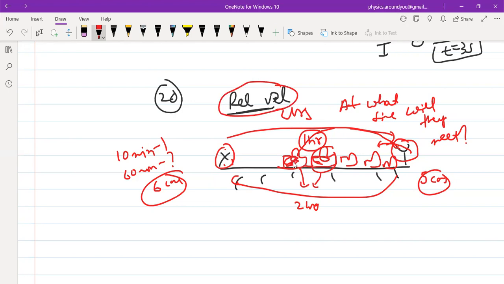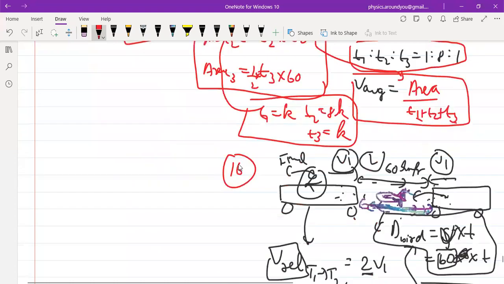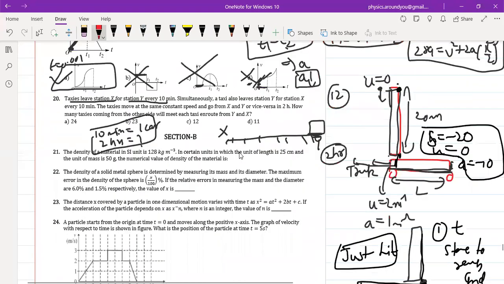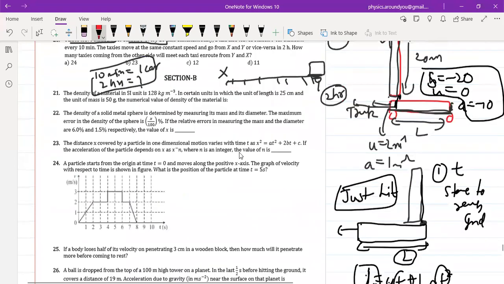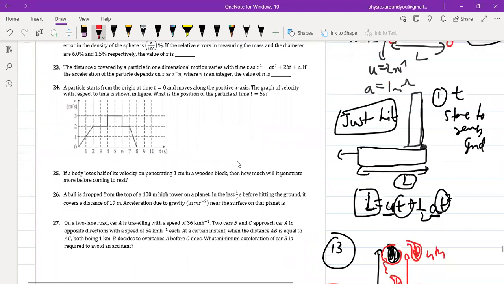Then I calculated how many cars will be behind this car already, how many cars will be behind this car already. Then as this car is traveling, how many new cars will be coming from the back? If I keep a track of all these, I'll be able to arrive at the final answer. That is question number 20, mental aptitude, but more physics would be required in the second one.